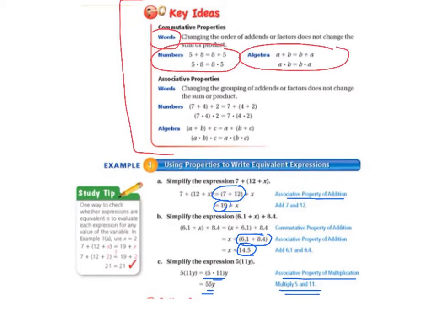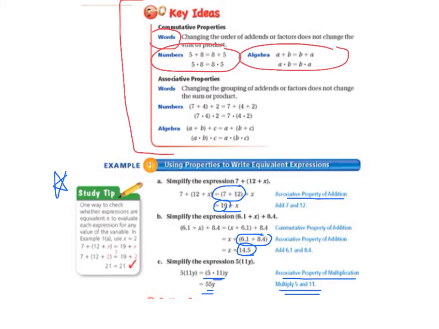Now let's take a look at the study tip box. It tells us one way to check whether expressions are equivalent is to evaluate each expression for any value in the variable. So in example 1a, we could put 2 in there and see if it works with the original expression they gave us, and also with what we ended up with.